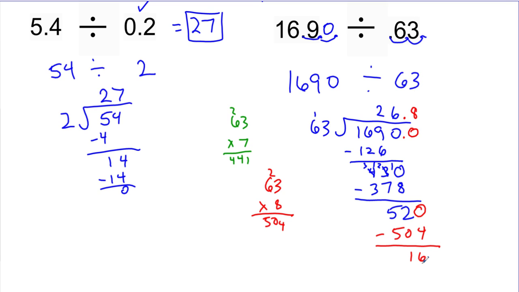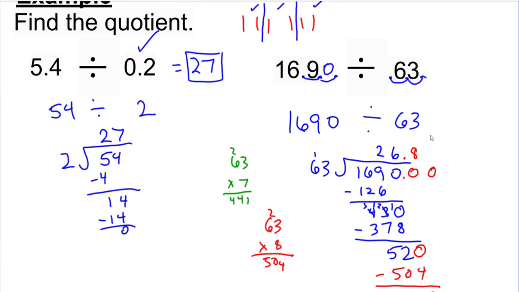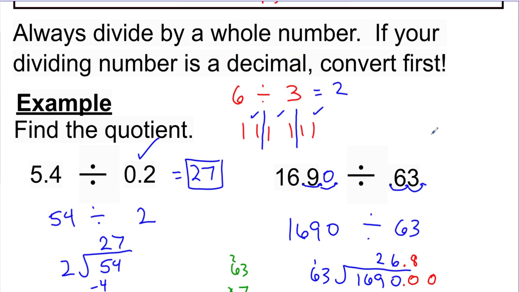So I'm not going to keep going, because the point of this problem is not to continue forever. We can go as many decimal places as is necessary, right? In this case, I could actually keep going at least 2 more decimal places. But the big idea here is that we always want to divide by a whole number.